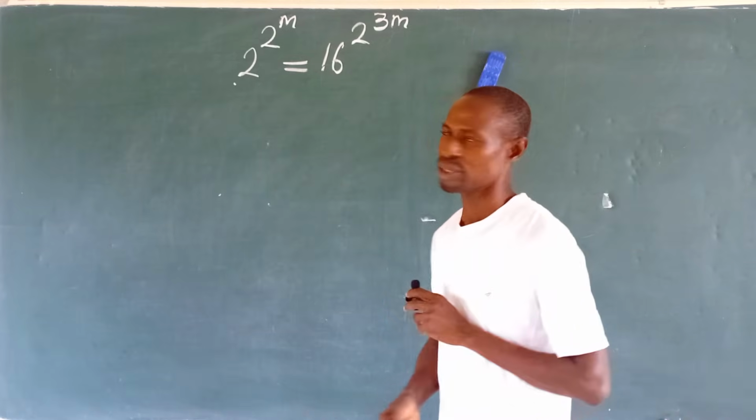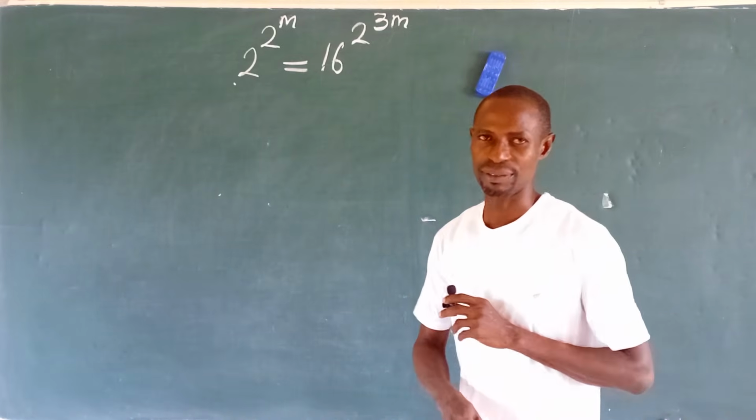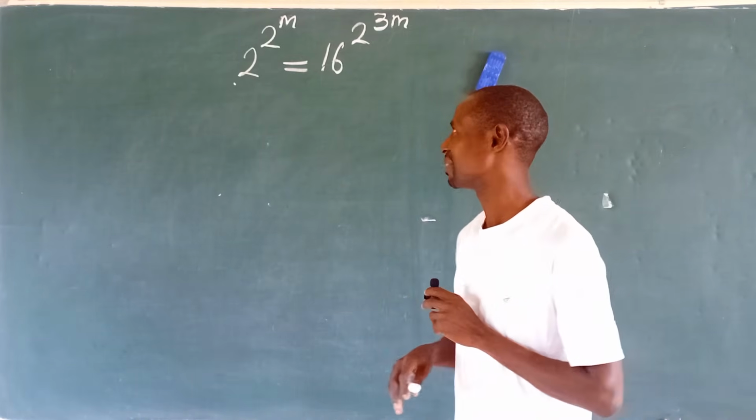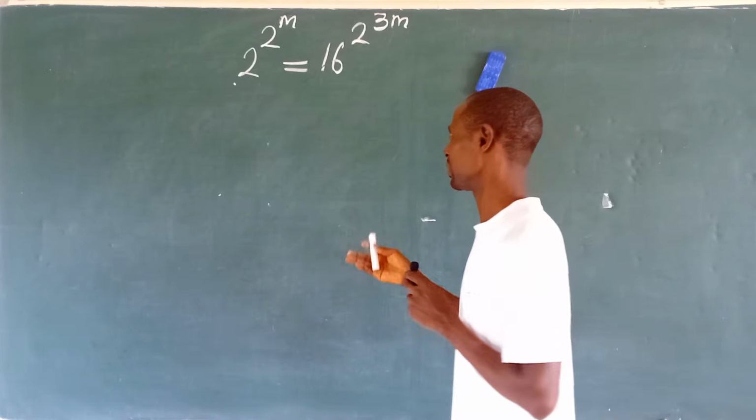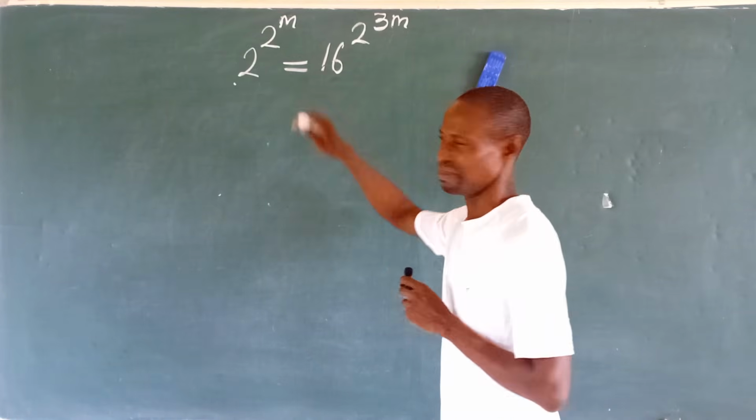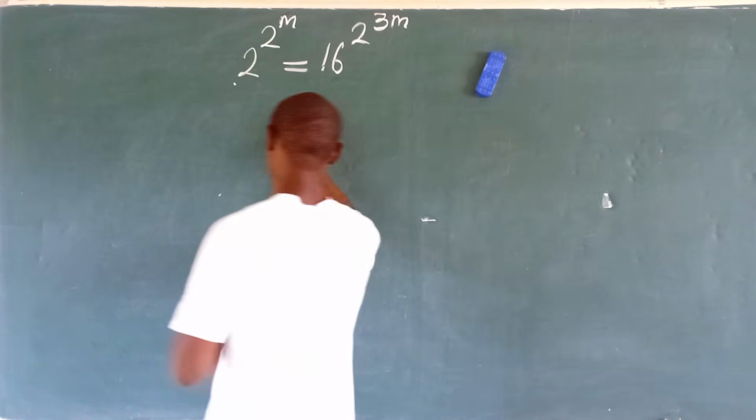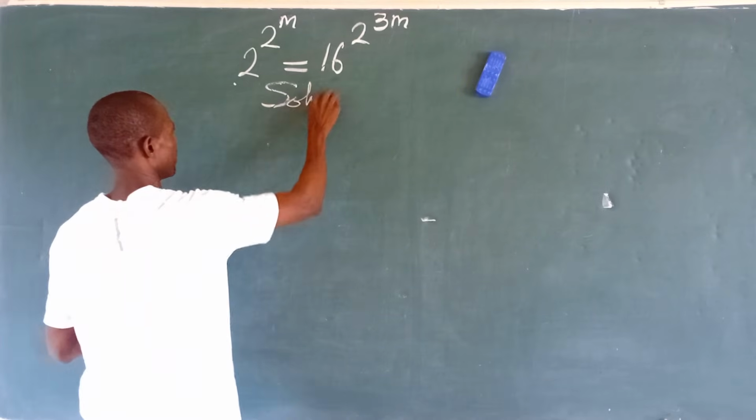So we have twos on both sides of the equation. It's a very simple one. This can be expressed in base 2. So let's take our solution first.